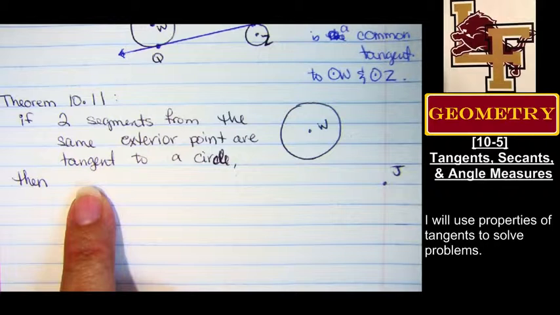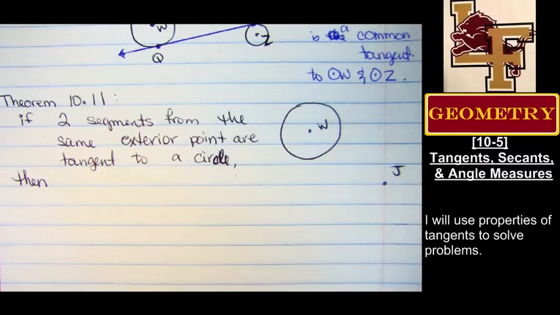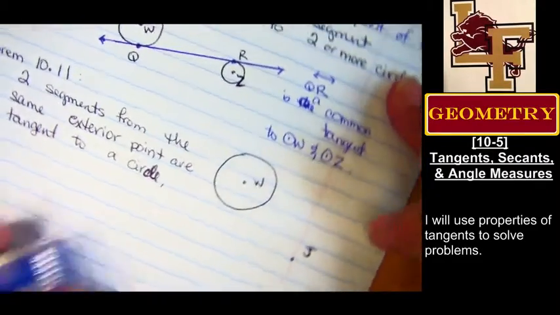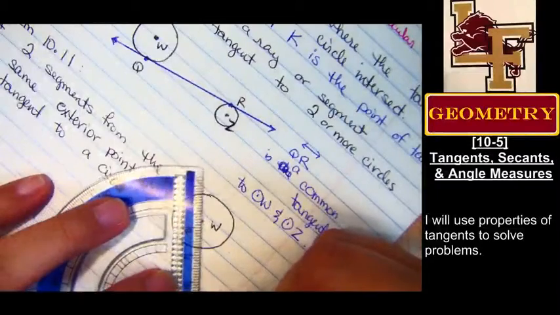What does that mean? What did tangent mean again? A line in the same place as the circle that intersects the circle at exactly one point. So I'm going to go from J toward the circle, and I only want to hit the circle once with this line. Okay? All right, so I'm going to turn my paper just so that way it's easier for me to draw.